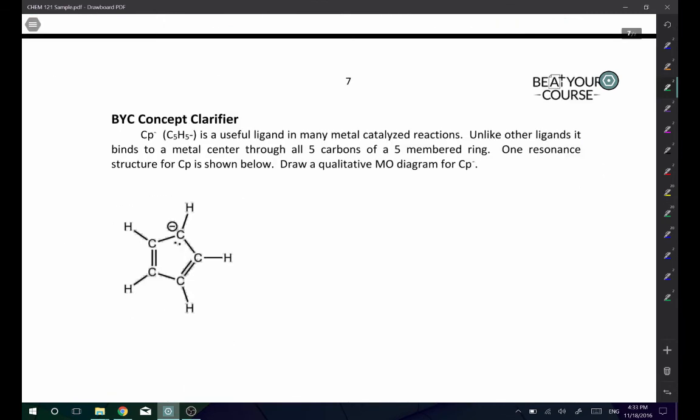So Cp-, which is C5H5-, it's a very useful ligand in many metal catalyzed reactions. Sometimes these questions in exams, they give you extra information that you don't actually need. You should always separate out or extract what's useful and what's just extra information. What does matter is it binds to a metal center through all 5 carbons of a 5-membered ring.